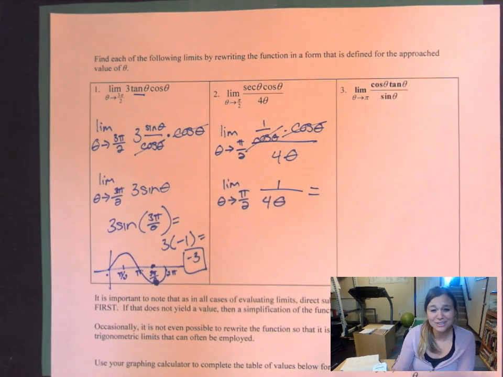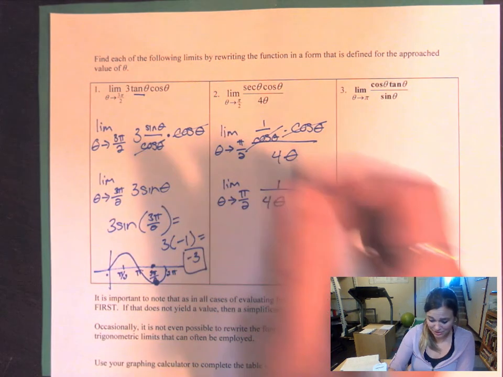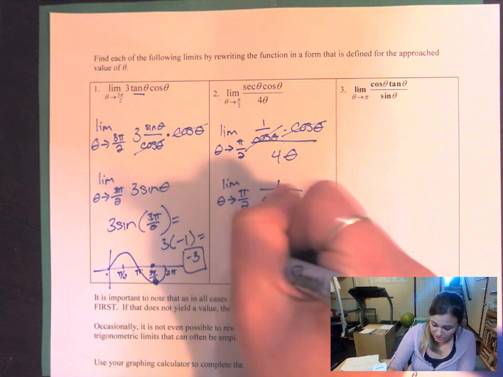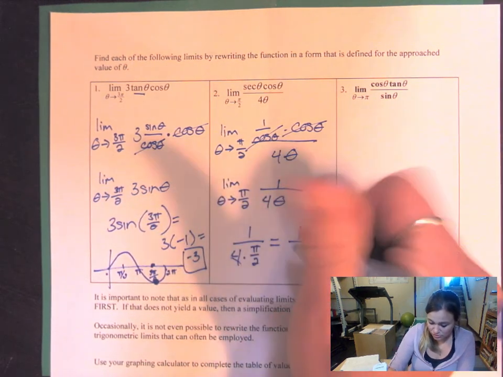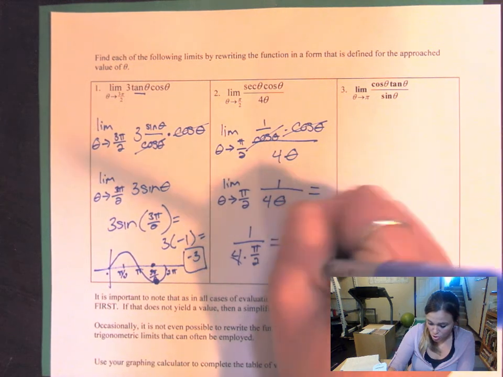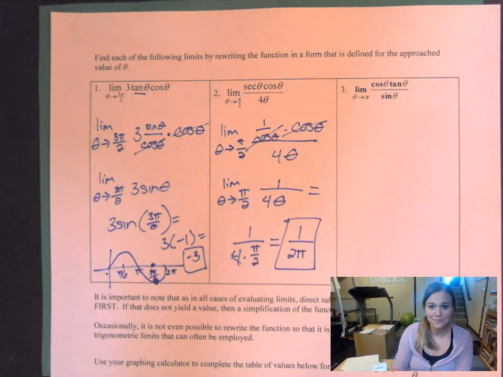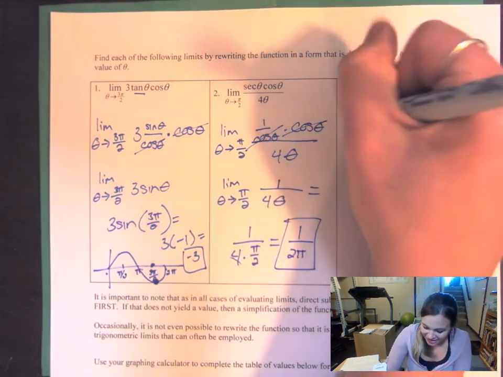Are you sad? Because you're not even doing any trig. You're just substituting in. 4 times pi over 2. 4 divided by 2 is 2. Woo! We did it! Okay, let's do another one.